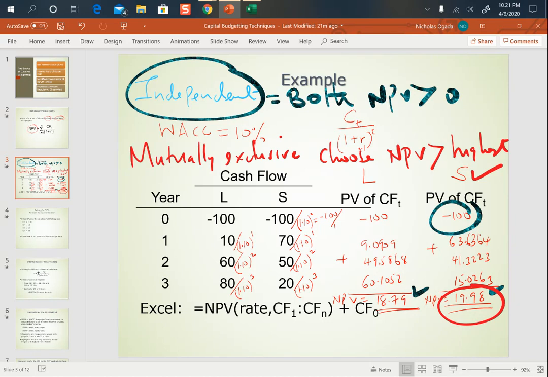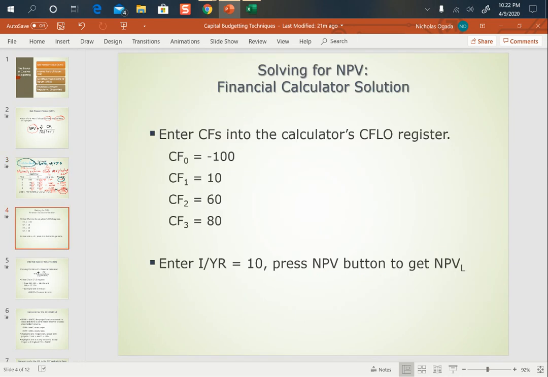But if they're independent, you'll choose both of them because both of them have a positive NPV. Again, this is just how you're going to use this information to make decisions on which project to choose. Again, you could use any other method to find the net present value. Here I showed you how you can use the formula and how you can use Excel, but remember, you can also use the financial calculator.